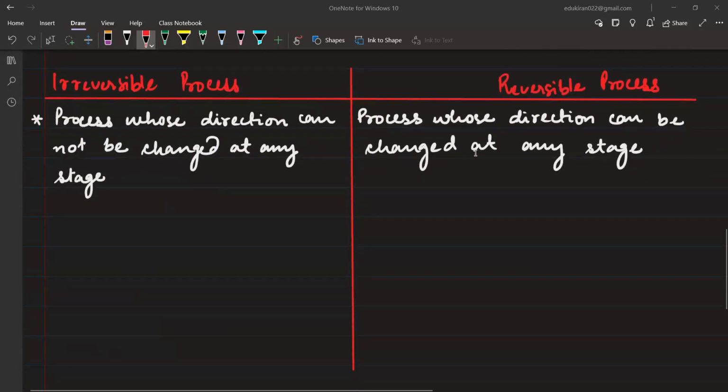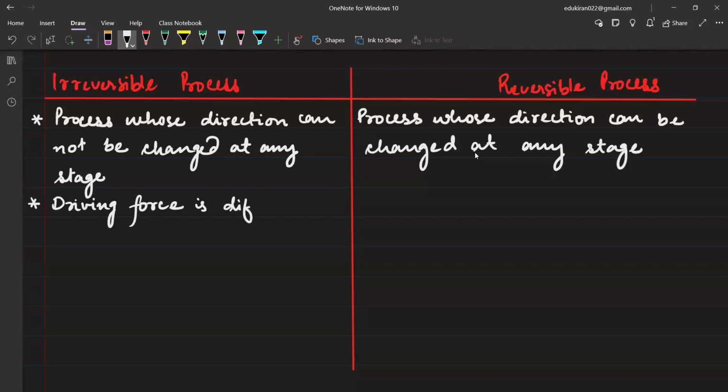When I'm talking about the irreversible change, when I'm pouring all the sand down at once, then what is happening? Then in that case, I will write the driving force is different than opposing force, ठीक है?